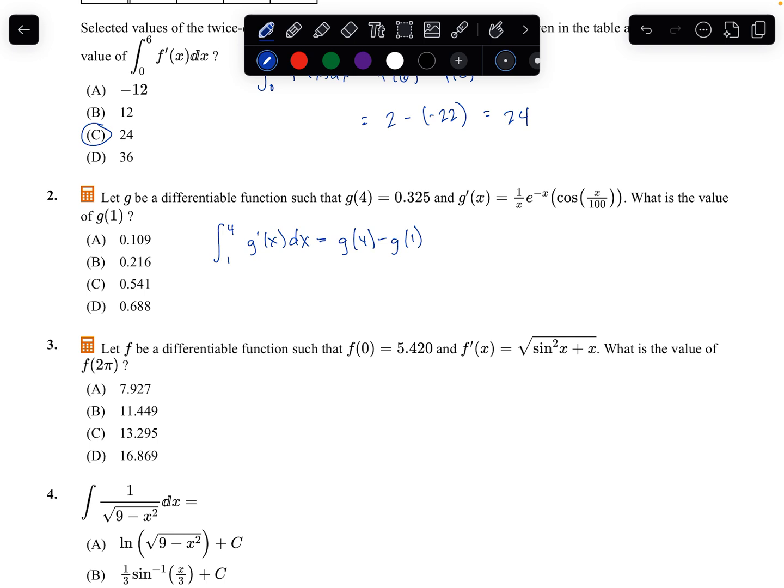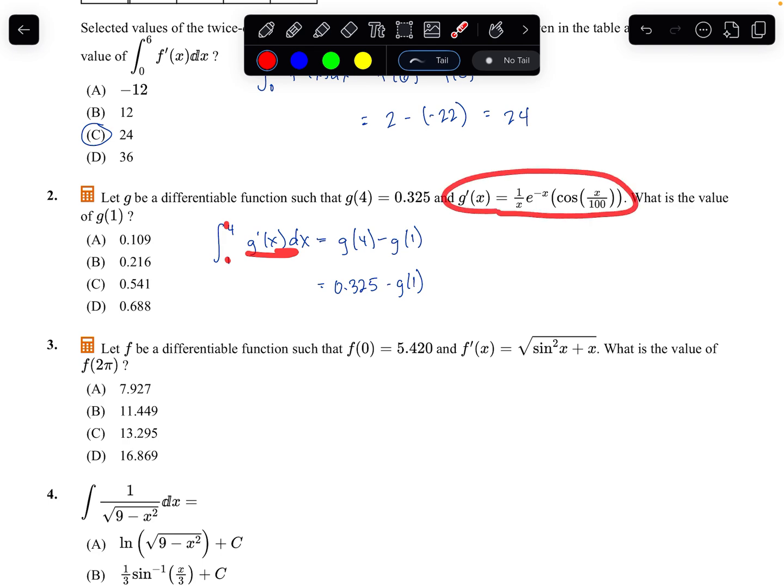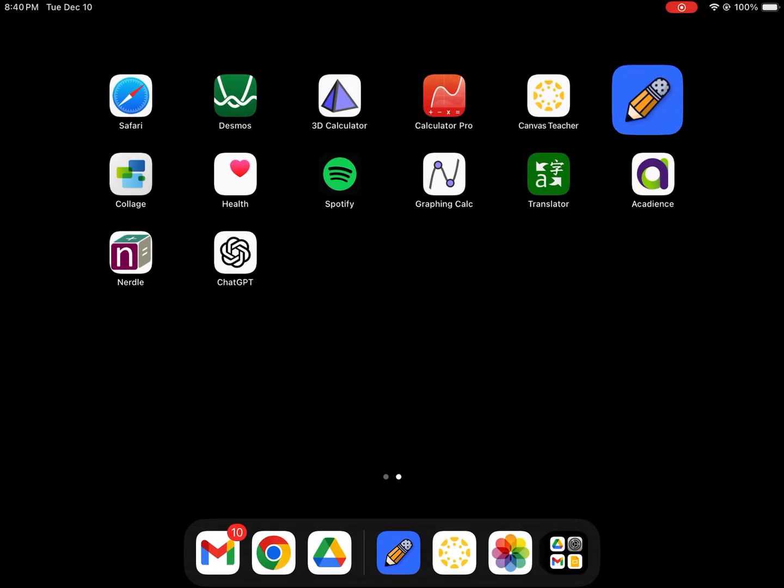Okay, and I know that g of 4 is equal to 0.325. G of 1 is what I'm looking for. This is what I want, and I can use a calculator for this part since I have g prime. So that's what we're going to do. We're going to do the integral from 1 to 4 of g prime of x and get that answer, and that will help us find g of 1. So basically just using a little bit of algebra in that.